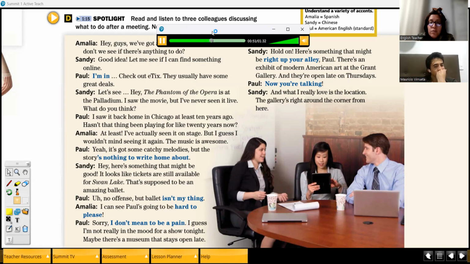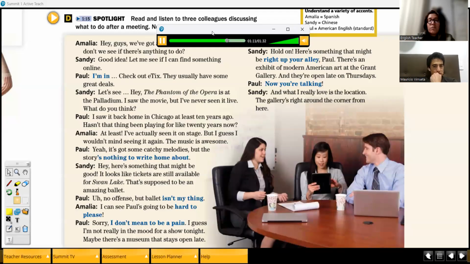Hey, here's something that might be good. It looks like tickets are still available for Swan Lake. That's supposed to be an amazing ballet. No offense, but ballet isn't my thing. I can see Paul's going to be hard to please. Sorry, I don't mean to be a pain. I guess I'm not really in the mood for a show tonight.